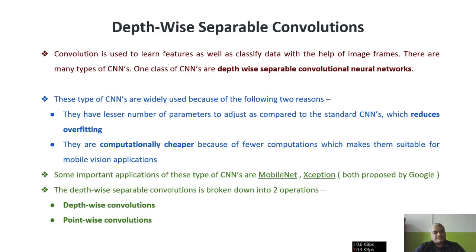They are computationally cheaper because of fewer computations, which makes them suitable for mobile vision applications. Though this point also refers to the uses of CNN. Some of the important applications of depth-wise separable convolutions are MobileNet and Xception. Both were proposed by Google. And as we see, this depth-wise separable convolution is divided into two parts, that is depth-wise convolution and point-wise convolution. So these are two sequences which we have to operate in this type of convolution.